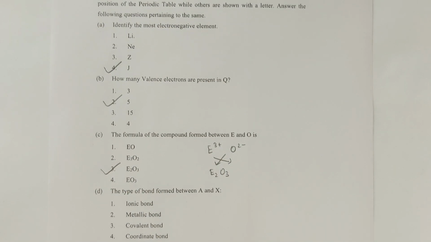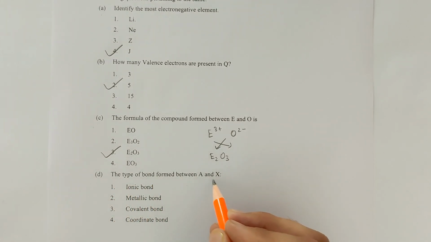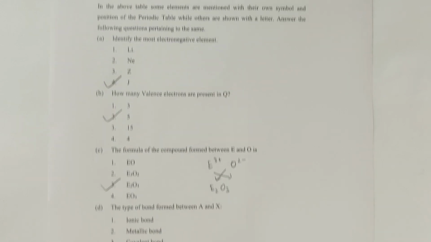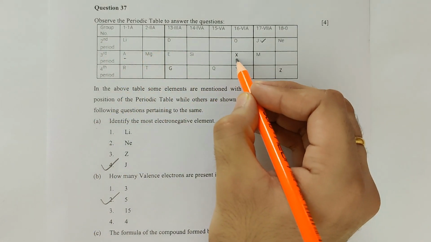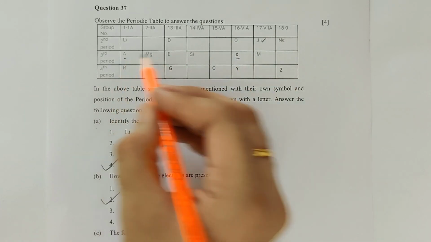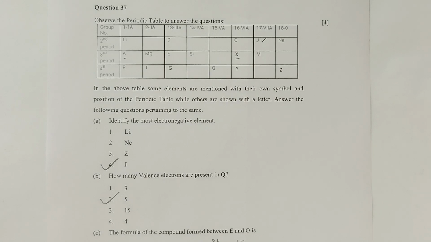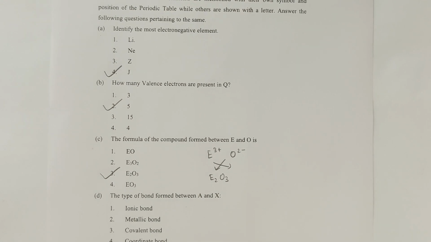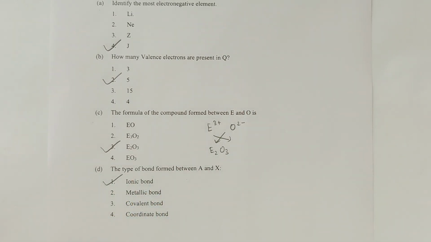Moving on to subpart D, we have the type of bond formed between A and X. Let's check out the table. A is present over here and X is present over here. A is a metal and X is a non-metal. Hence, the type of bond formed will be ionic bond. So, option 1, ionic bond is correct.